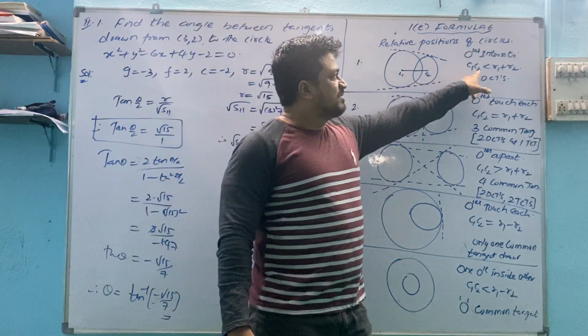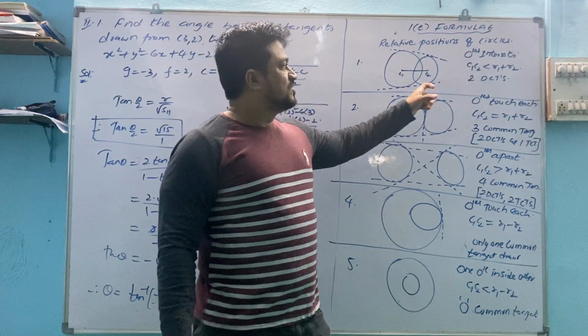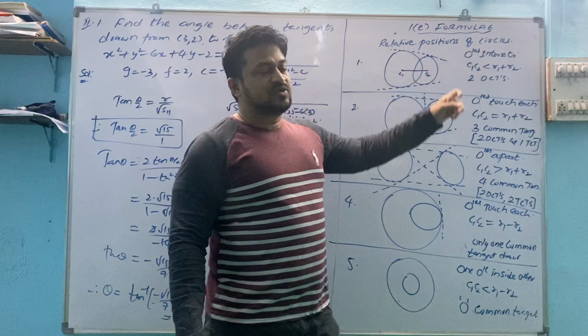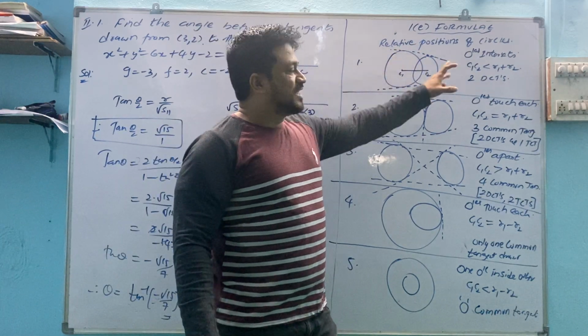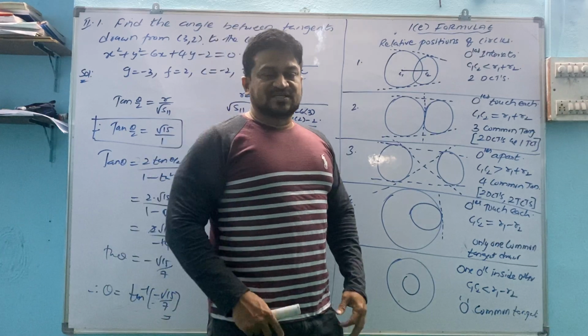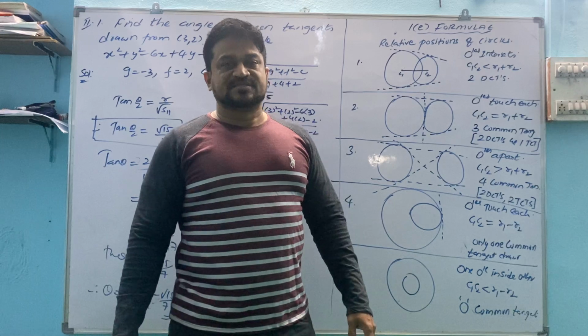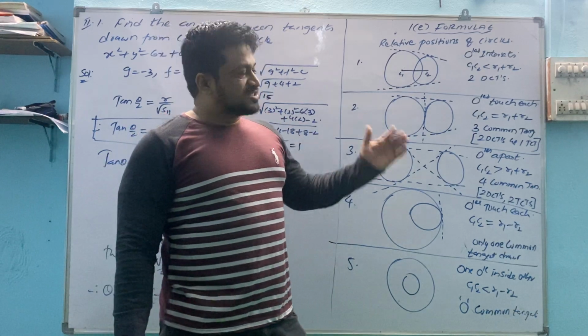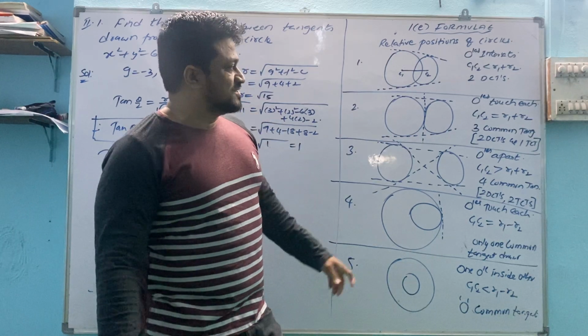In this one, you need to remember this case. C1C2 is less than R1 plus R2. Then two tangents can be drawn, two direct common tangents, where the tops are touching each other. So two tangents are possible. So what is the case if circles intersect? If circles intersect, you should write C1C2 is less than R1 plus R2. Circles intersect each other. So two direct common tangents can be drawn.